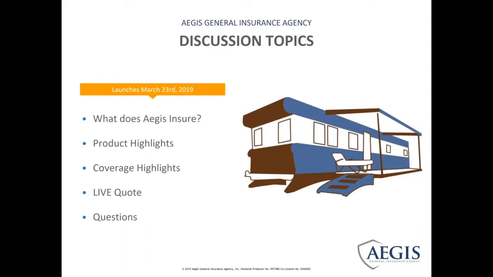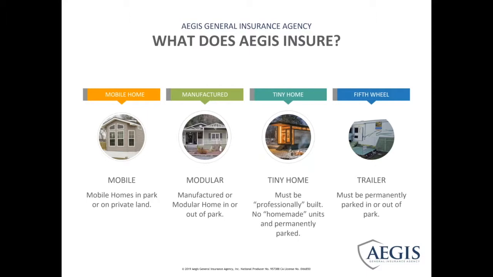So we're going to talk about what we insure, the product highlights, coverage highlights, and again, a live quote demo inside of our system for you guys to see how it works and how it actually processes the information. So manufactured and mobile homes are a little bit different from your standard property products. We are going to be insuring a mobile home, a manufactured home, tiny homes, and fifth wheels. With all of these products that we're offering, there are unique differences between all of them. Any of them can be in or outside of a park, and they can be on private land as long as they are permanently parked.